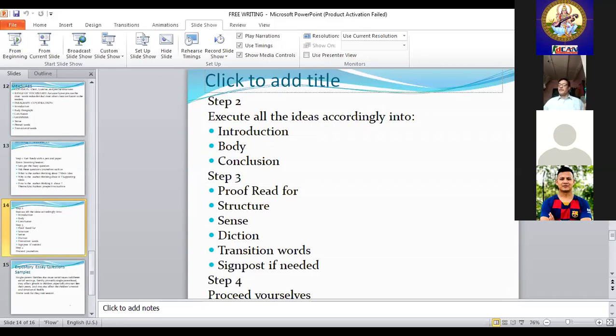And step number 3: proofread for structure, change diction, transition words, and signposts if needed. This is step number 3, for correction measures. These are the major points I give you. And step number 4, proceed yourself, then your essay will be ready. Ladies and gentlemen, now one of the questions for the essay.